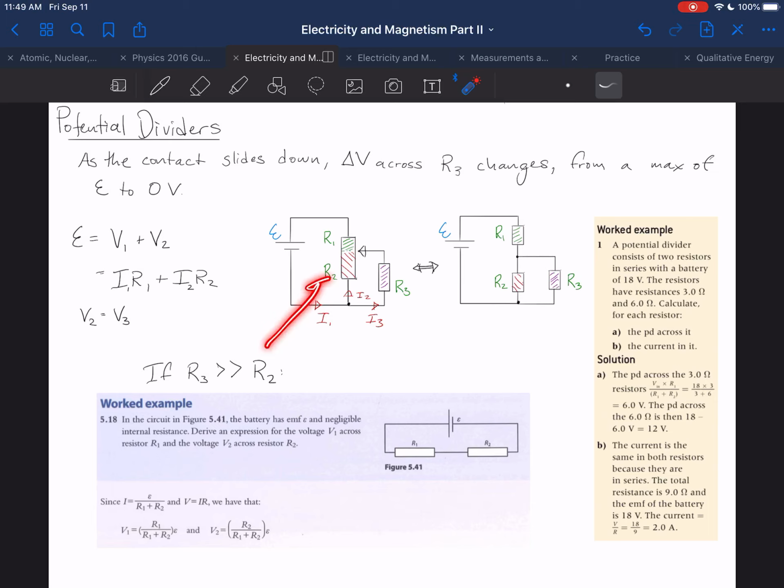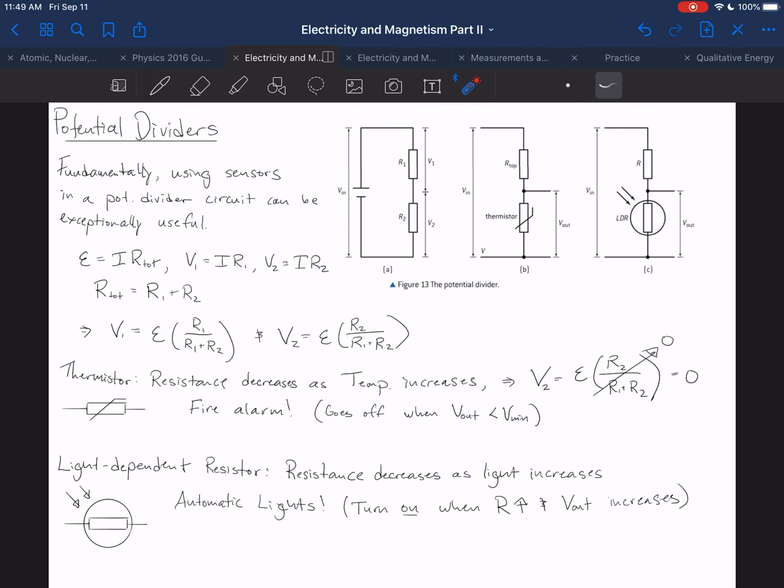So this device is called a potentiometer. This arrangement is called a potential divider. And we can use those circuits fundamentally to do some super useful things. So without taking into account a particular potentiometer, just for the moment, consider these following circuits.